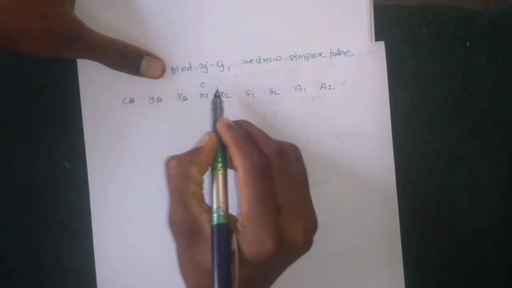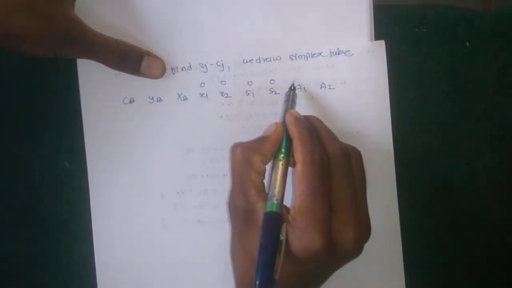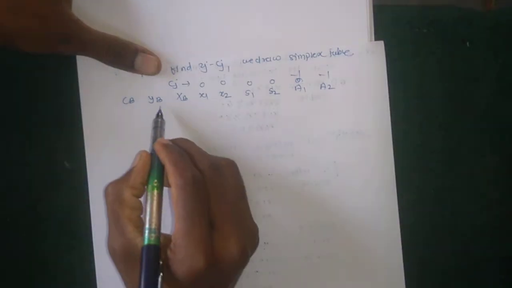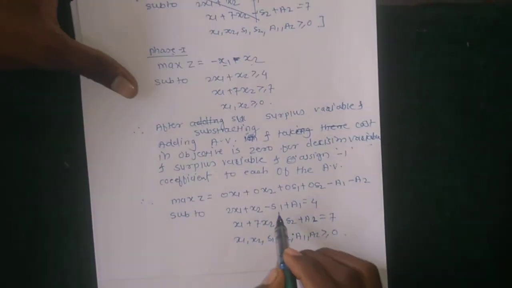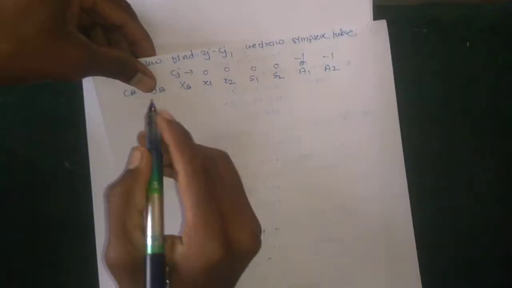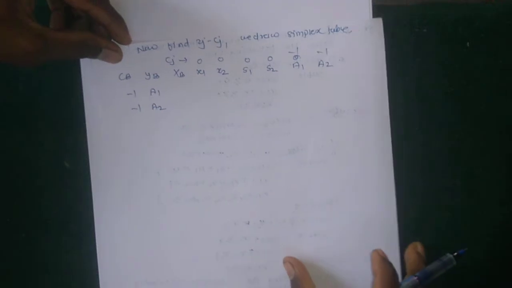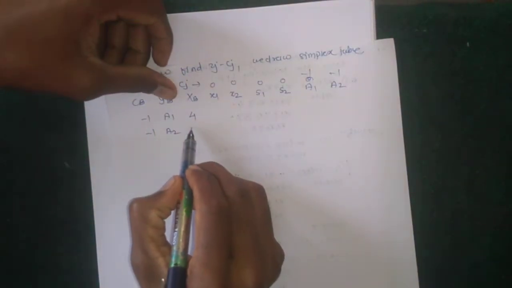Their cost in the objective function is 0, so their value is 0 for x and s, and -1 for the artificial variables. This is Cj. Then in the basic variable column, surplus variables we don't write, only artificial variables a1 and a2, and their cost is -1 in the objective function. The values are 4 and 7, that is the RHS of the constraints.